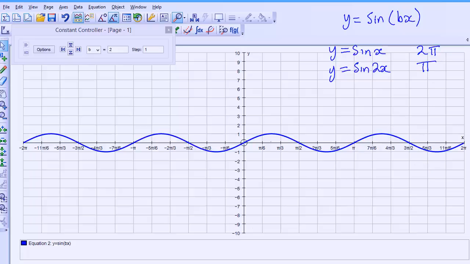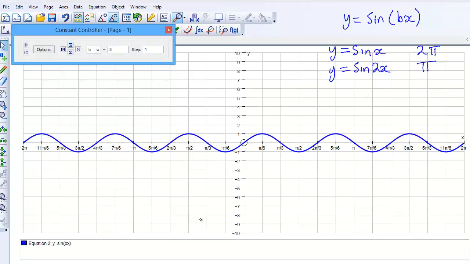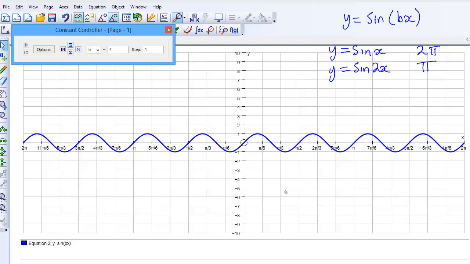Now, let's just look what happens when we change it to 3. So now we can see the period is 2 pi by 3, and we get 3 complete oscillations from 0 to 2 pi, and so on. So if we go up to 4, the period is now pi by 2.